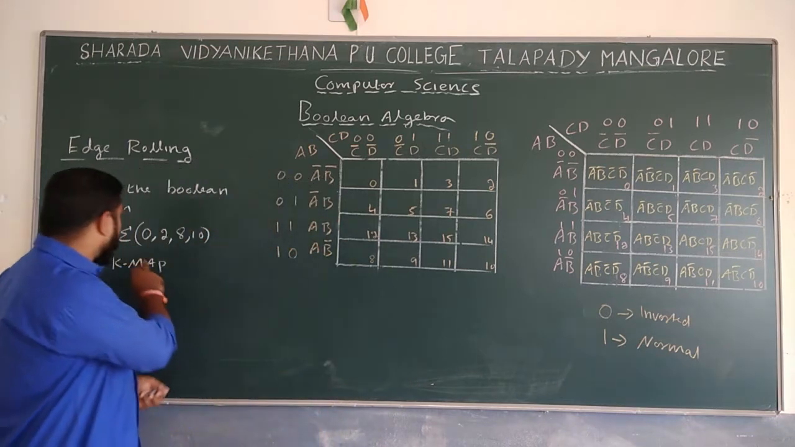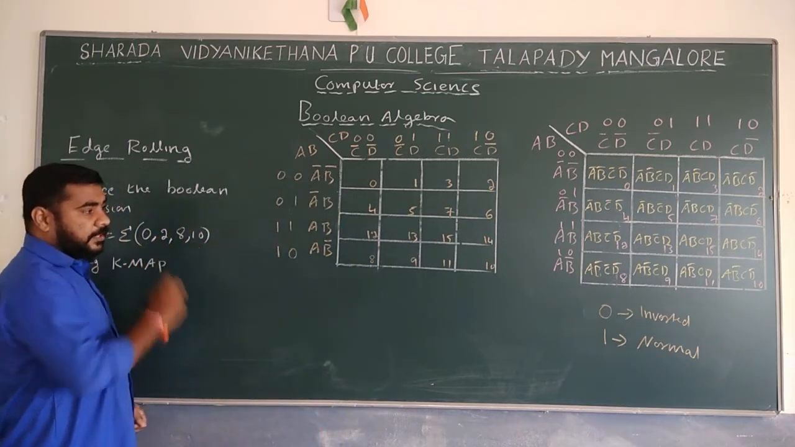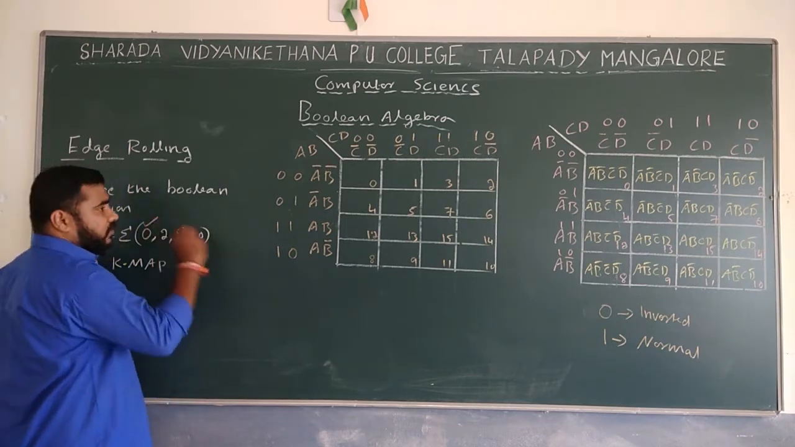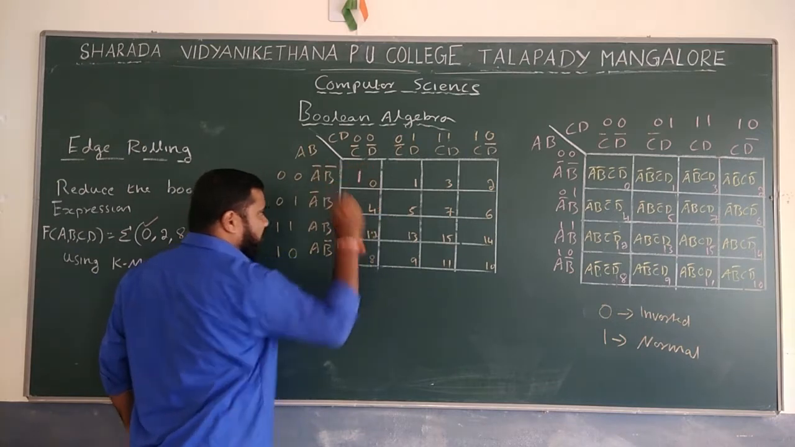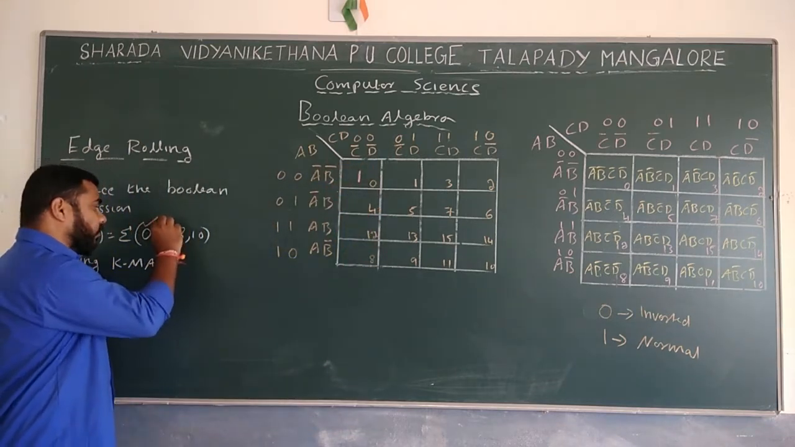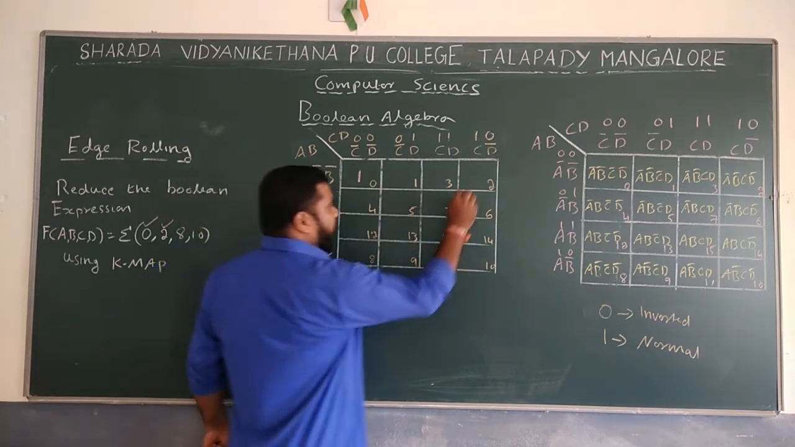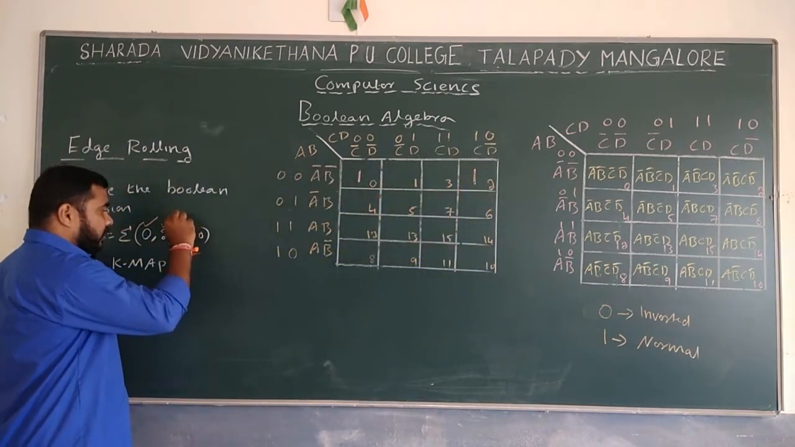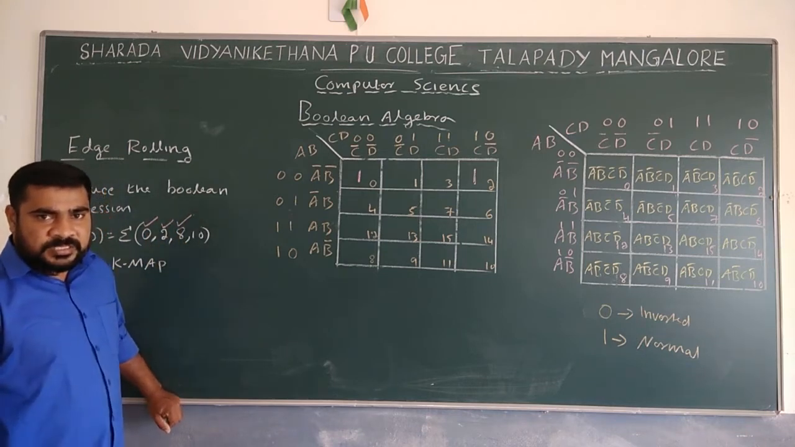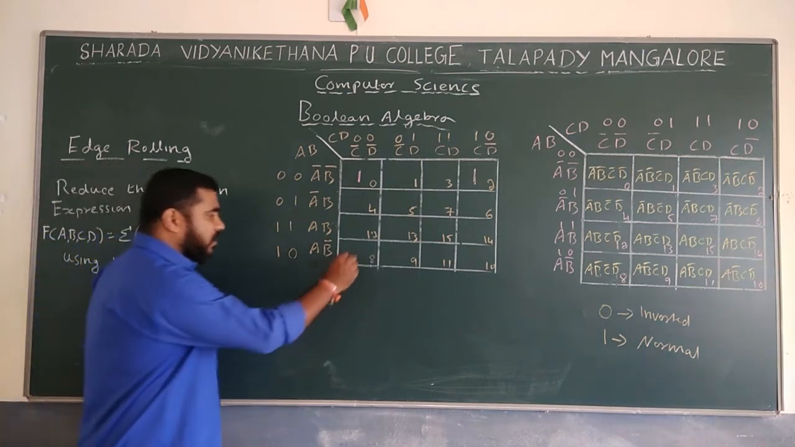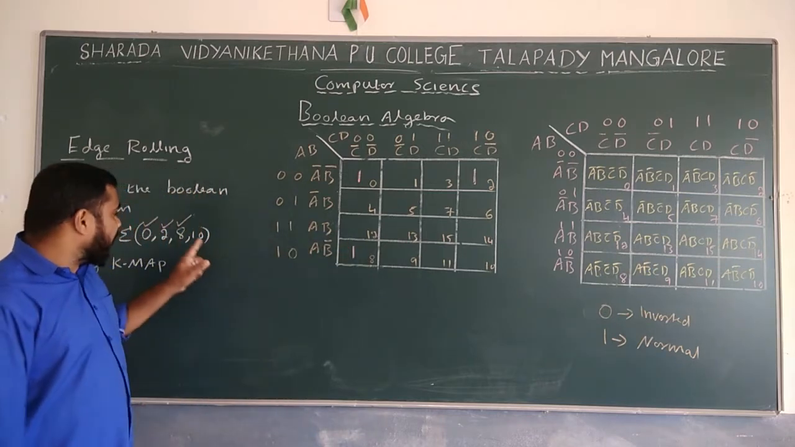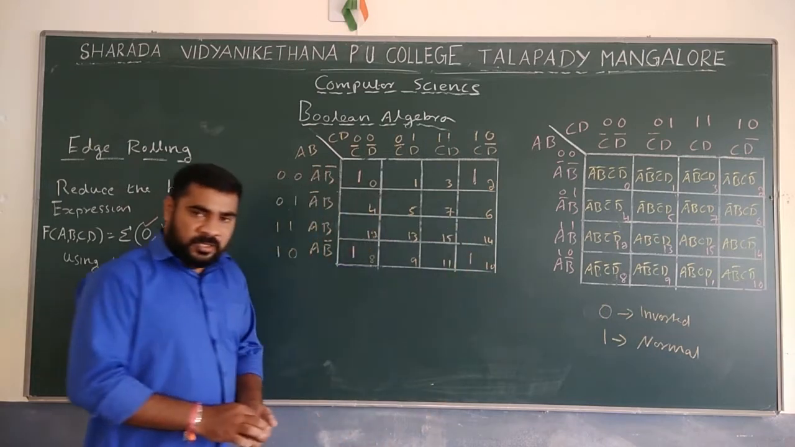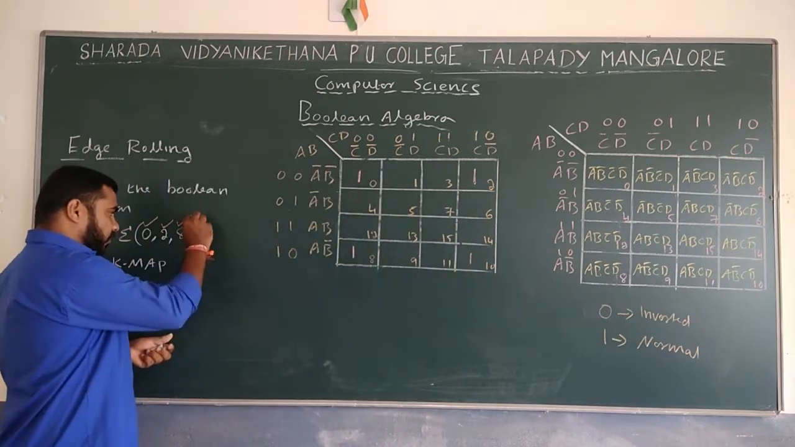The first one is sum of 0, 2, 8, 10. The first one is 0, so 0 should be marked as 1. That's the SOP. Then the next one is 2. Go for cell number 2 and mark this one as 1. The next one is cell number 8. Cell number 8 should be marked as 1. And finally cell number 10, mark this one as 1. So 4 terms are given, and we mark all 4 terms.